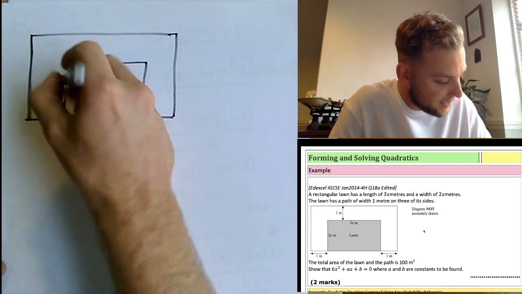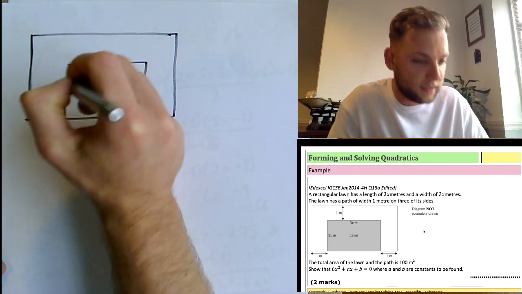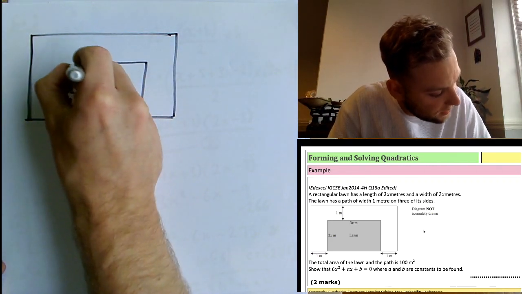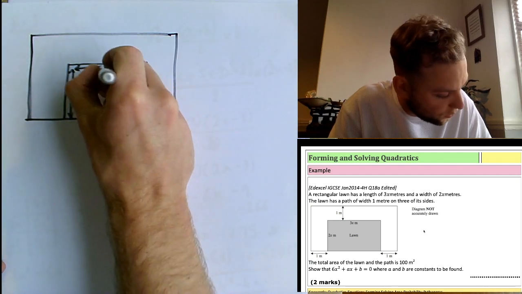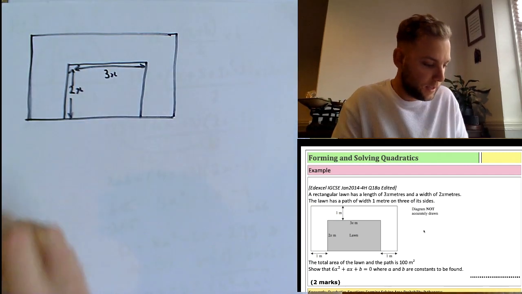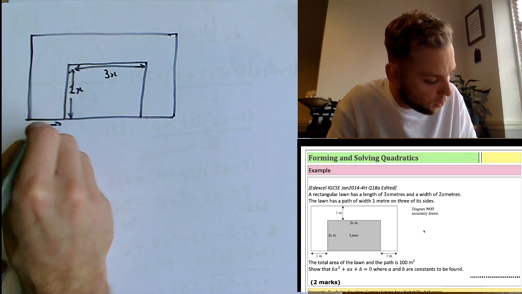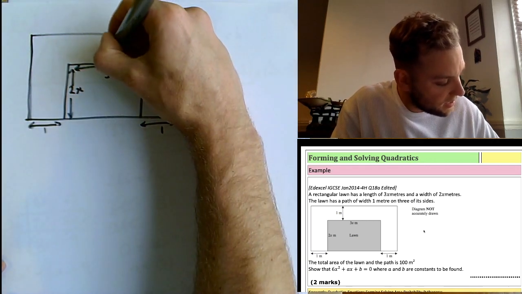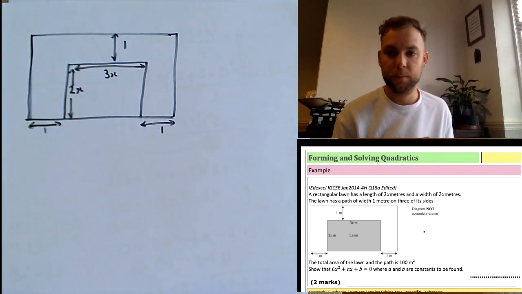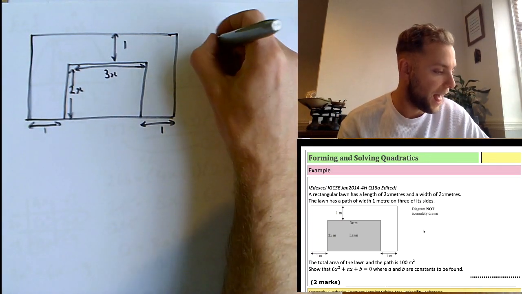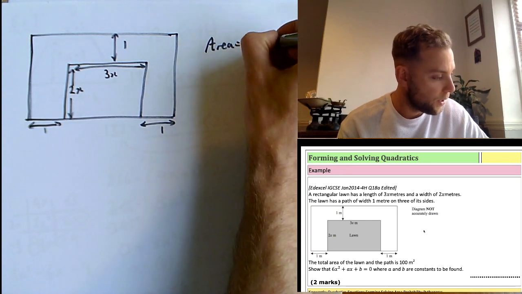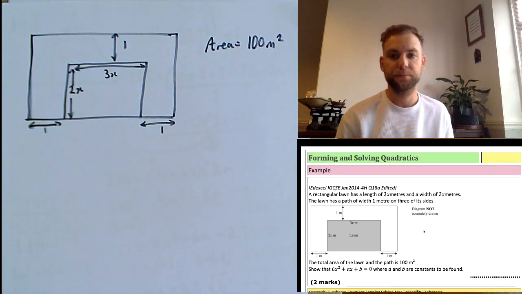Okay, it's telling us that this height here is 2x. It's telling us to put that in there. It's telling us this width here is equal to 3x. It's telling us that this here is 1. It's telling us this here is 1. And it's telling us that this here is also 1. And it's telling us that the total area of this is equal to 100 meters squared.